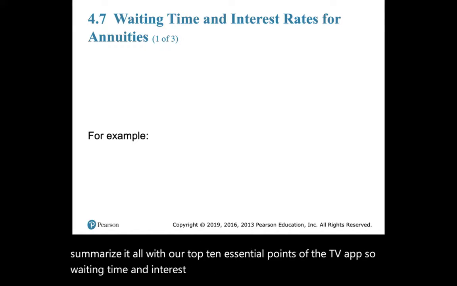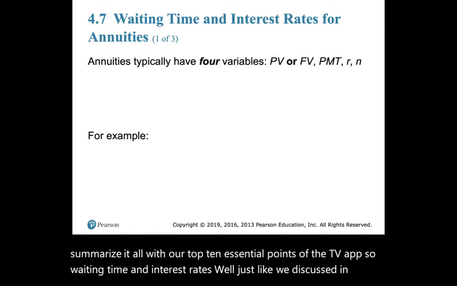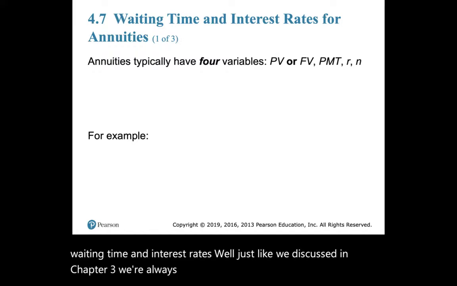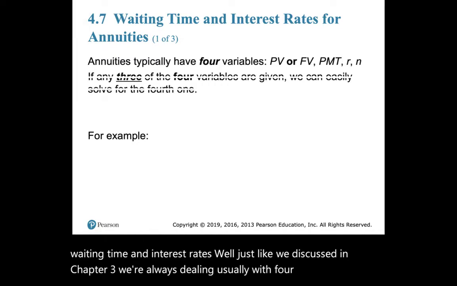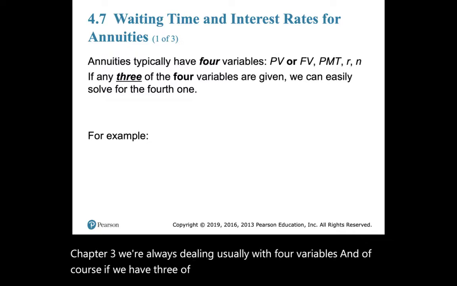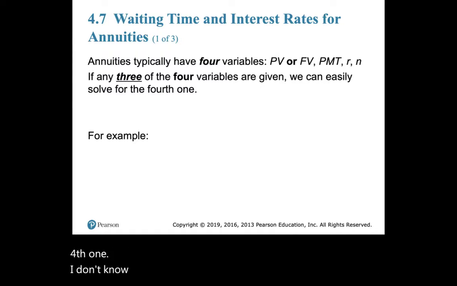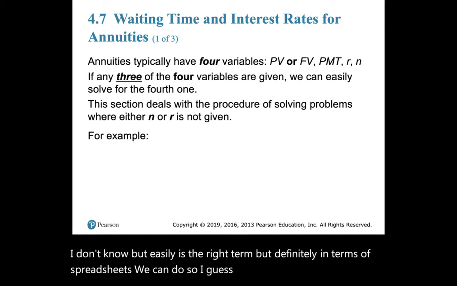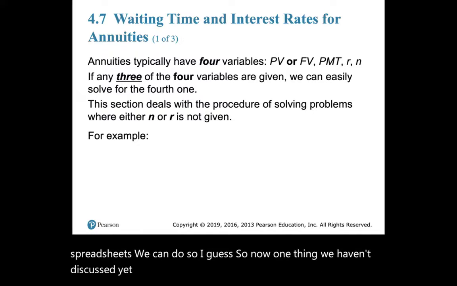Well, just like we discussed in chapter 3, we're always usually dealing with 4 variables, okay? And of course, if we have 3 of these 4 variables, we can solve for the 4th one. I don't know if easily is the right term, but definitely in terms of spreadsheets, we can do so, I guess. Now, one thing we haven't discussed yet is N and R, okay? So this is really the focus of this final video.